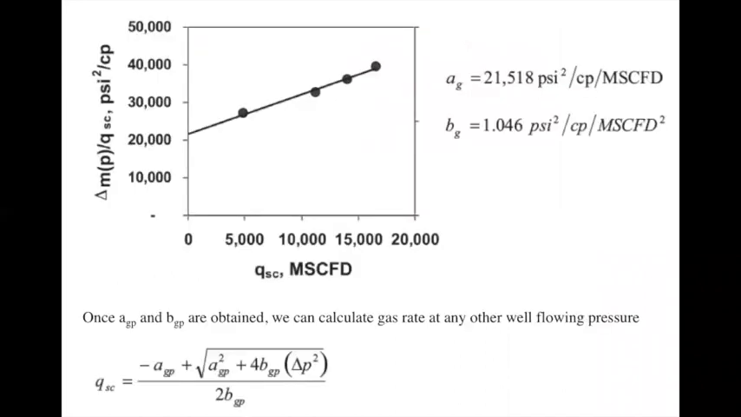Now once you can plot this, you will be able to get this particular graph, and from this graph you will be able to find out the AG, which is nothing but your intercept, and BG, which is nothing but your slope. So once you have this, you will be able to find out this QSC using this equation, right? So you have the value of AG and BG. You can use this equation to find out QSC for any value of PWF. So this is delta P, which is nothing but MP minus MPWF. So for any value of PWF, you can find QSC using this equation.